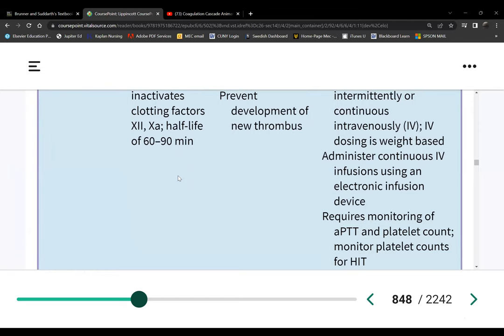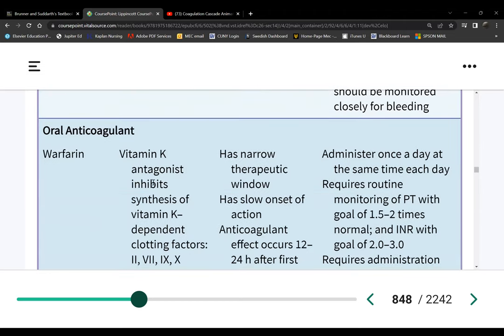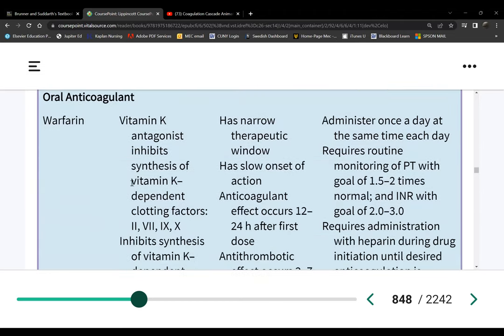So the sequence will be patients placed on heparin, continuous infusion, with a bolus, of course. And then on the same day, they will be placed on warfarin. Why two anticoagulants at the same time? Because warfarin takes longer. Exactly. So this will only affect today and moving forward. No more clotting factor formation.